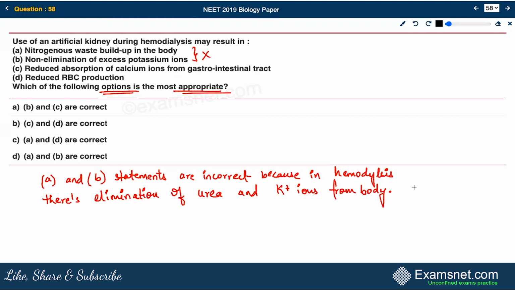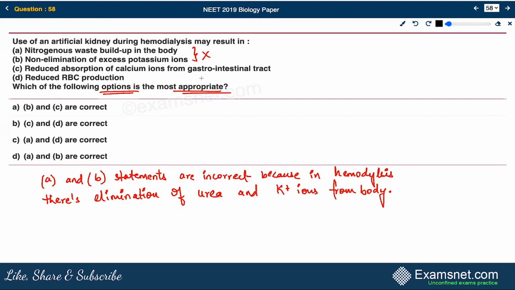All right. Let us take a look at options C and D. Option C says there is a reduced absorption of calcium ions from the gastrointestinal tract. So, reduced absorption of calcium ions from the gastrointestinal tract. Yes, this will be a correct statement.